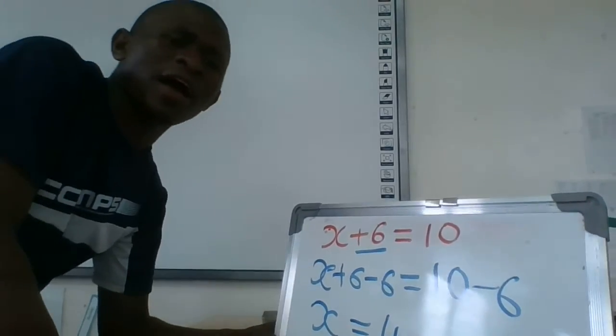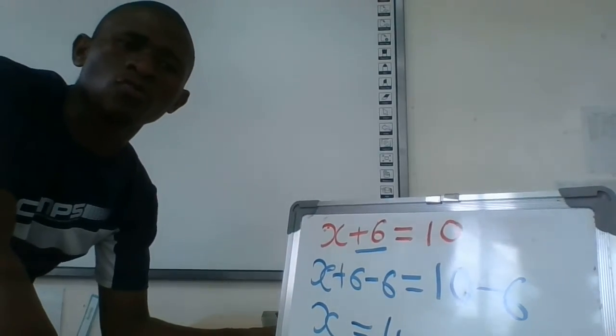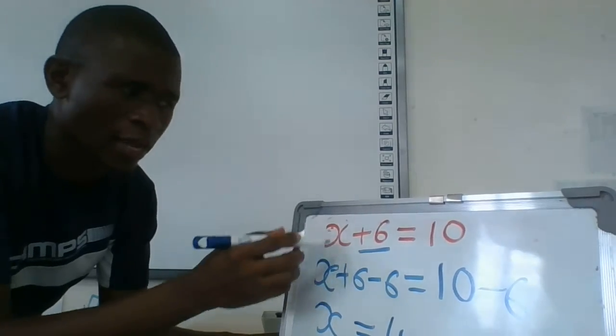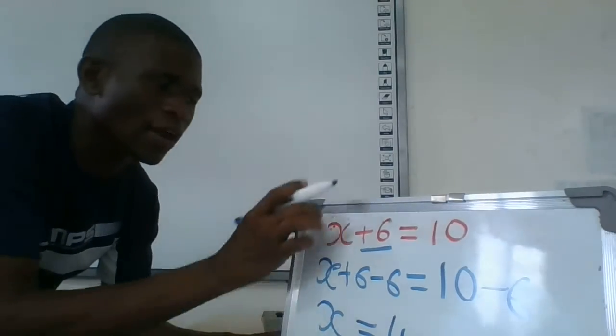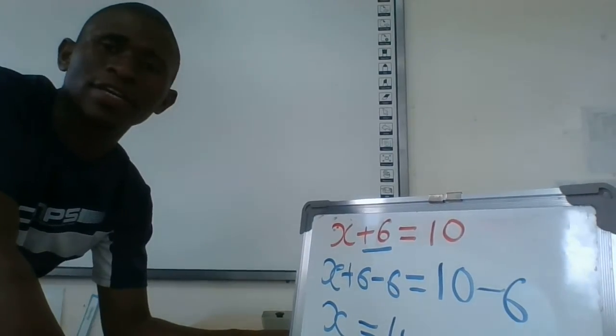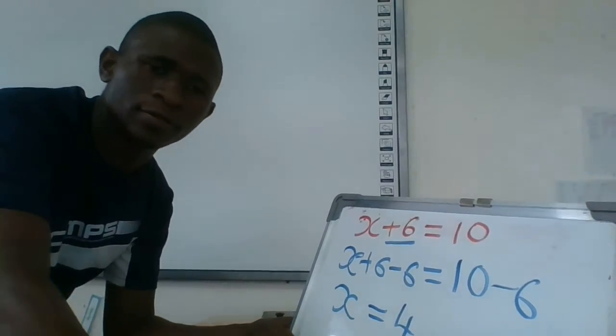So solving an algebraic equation is like finding the value of the unknown. The unknown number is x, or the object could be x. So this is the unknown. Solving an equation is actually finding the value of the unknown.